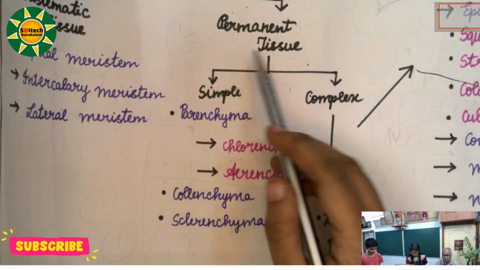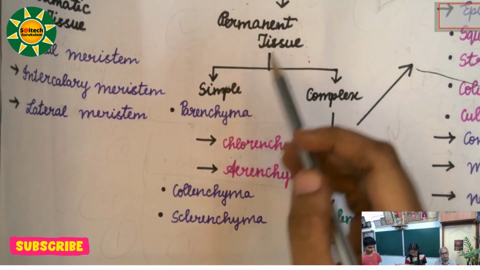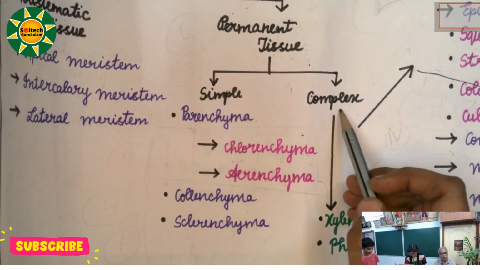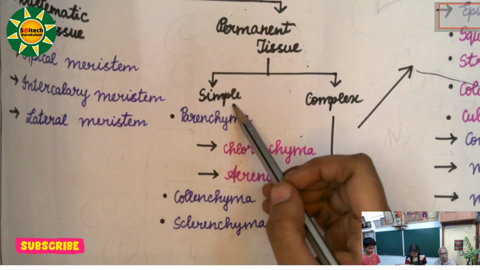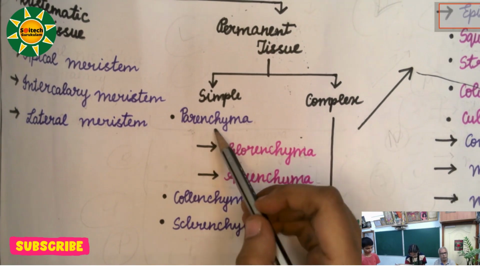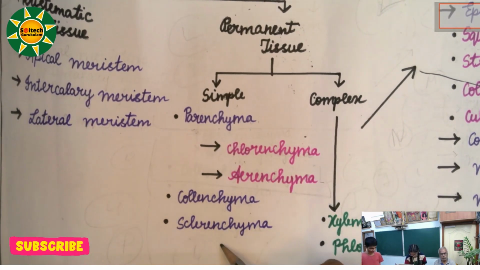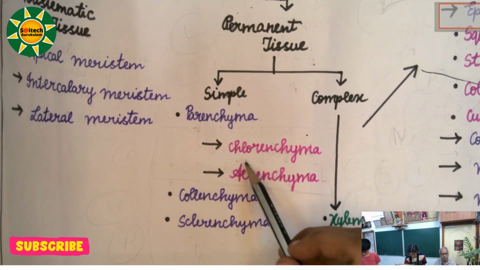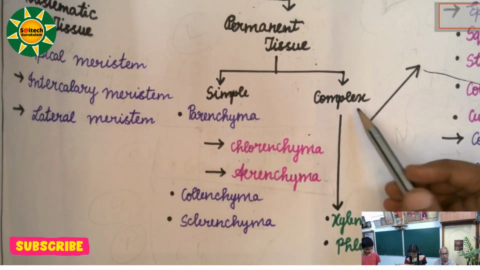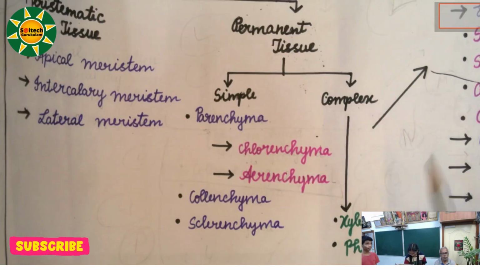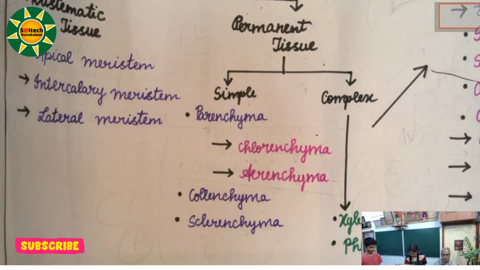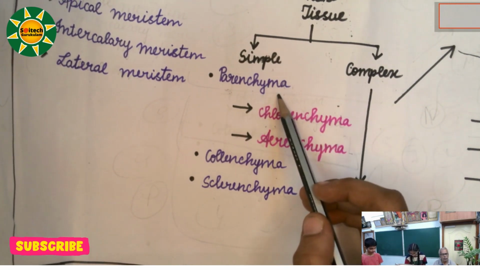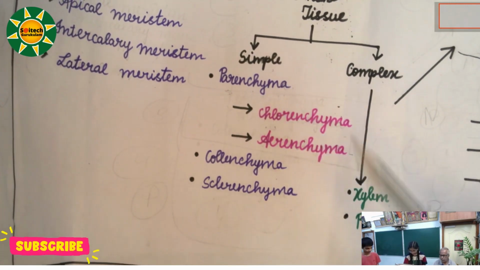Let's discuss permanent tissues. Under permanent tissue we have two different types: simple permanent tissue and complex permanent tissue. Under simple permanent tissue we have three subdivisions: parenchyma, collenchyma, and sclerenchyma. Parenchyma is subdivided into two types: chlorenchyma and aerenchyma. In complex permanent tissue, we have two different types: xylem and phloem. Now, permanent tissue and parenchyma will be discussed by Nishanth.